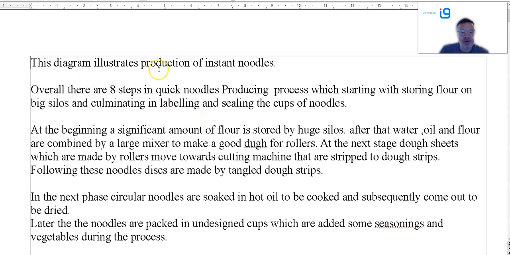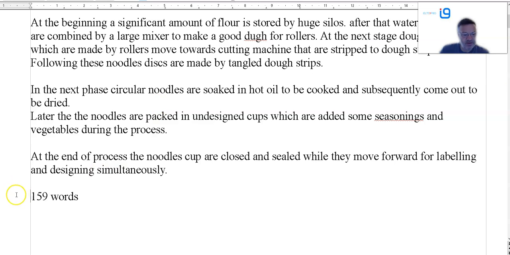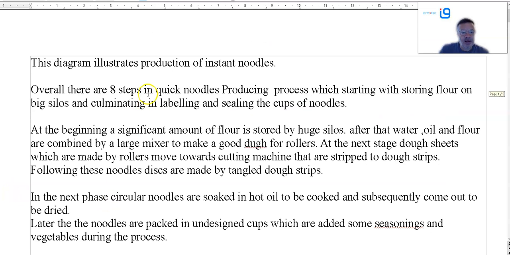So this diagram illustrates. First, 159 words. All right. This diagram illustrates production. Well, should it be the production of instant noodles? 8 steps. I would make that into a word.